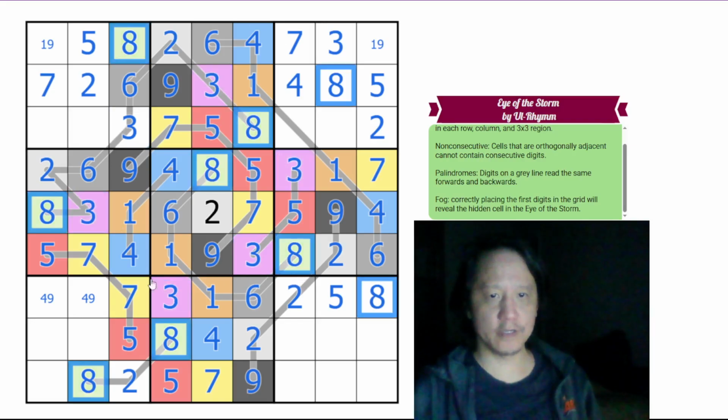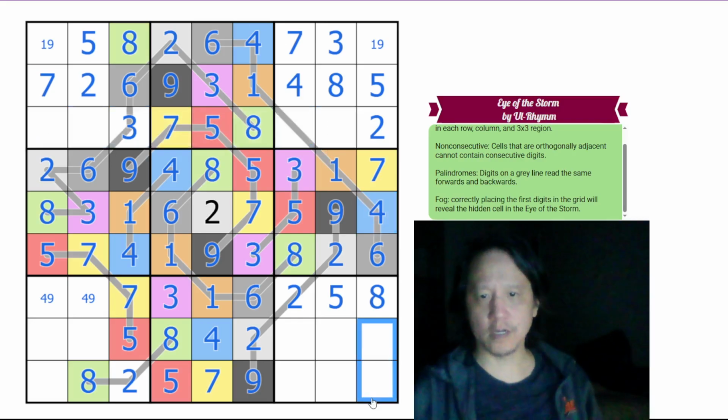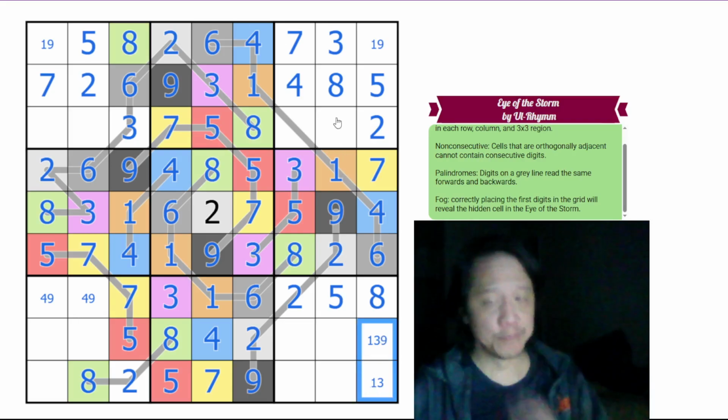We have all the 8s. Okay. Remaining digits in column 9, we have 1, 3, and 9. This can't be 9, so that's fine.